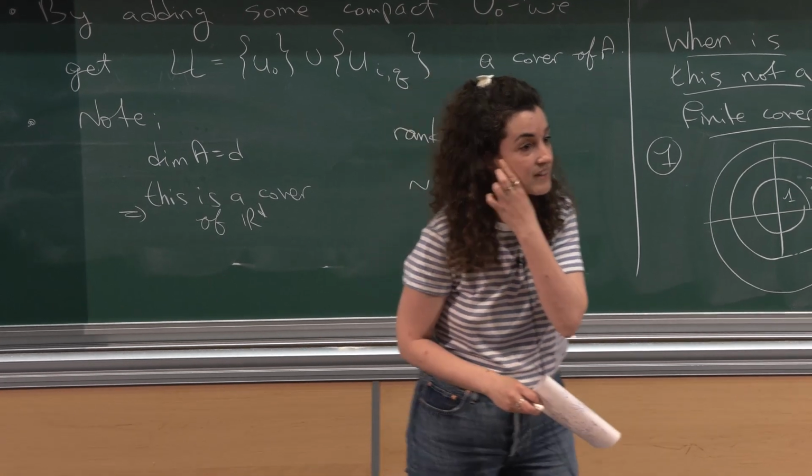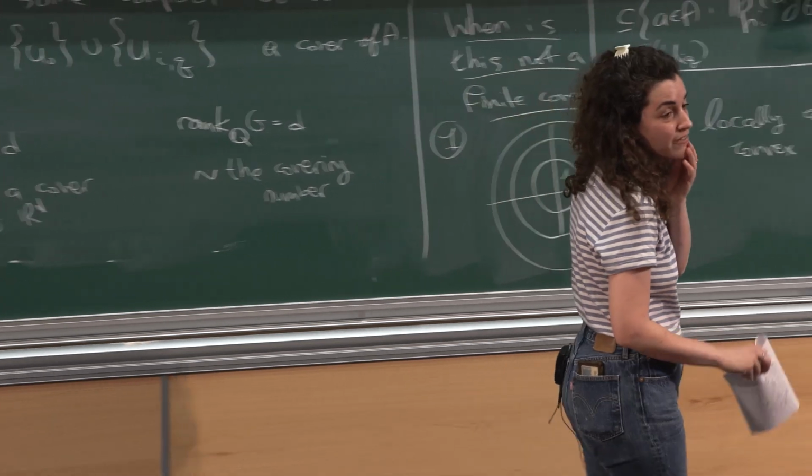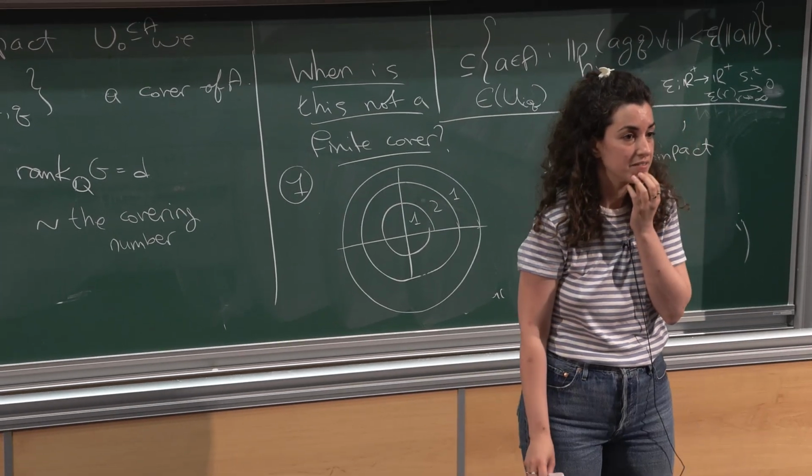Is there a diverging orbit which stays on this curve? Yeah, you start from this curve.